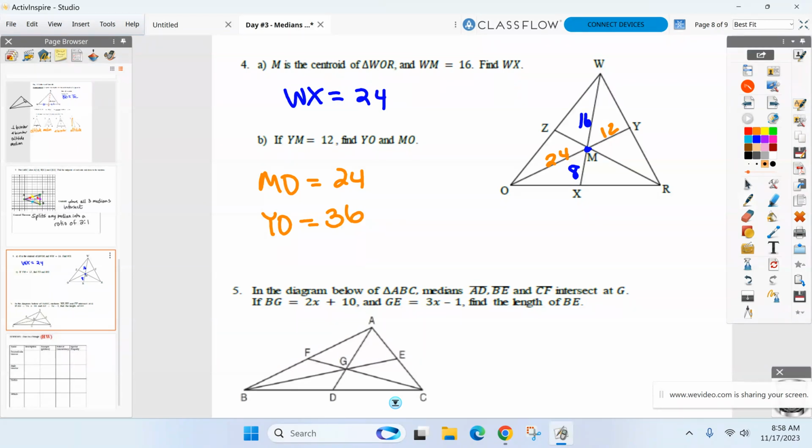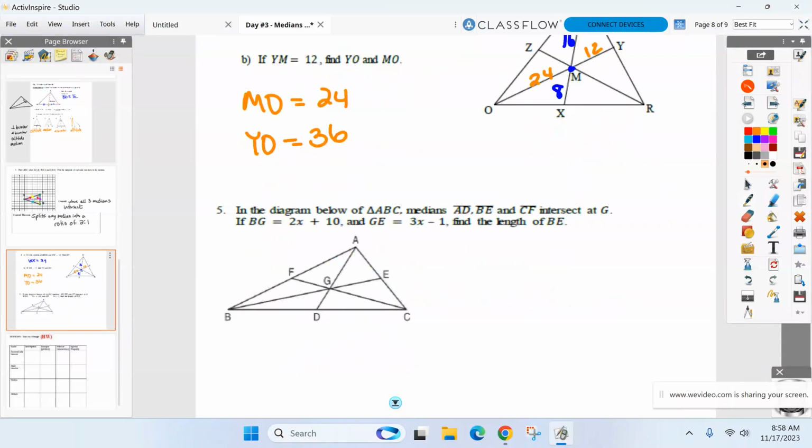Good, good. All right, let's do a little algebra now with it. So you go to the last problem here.